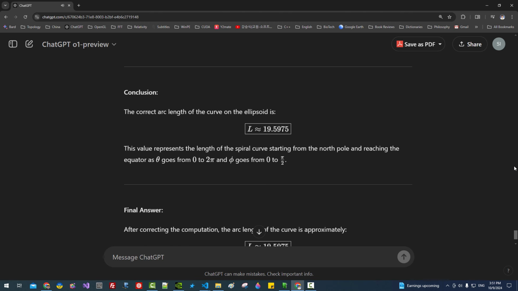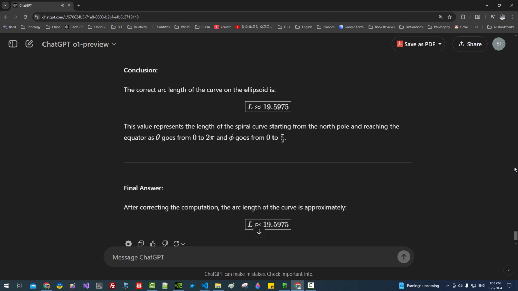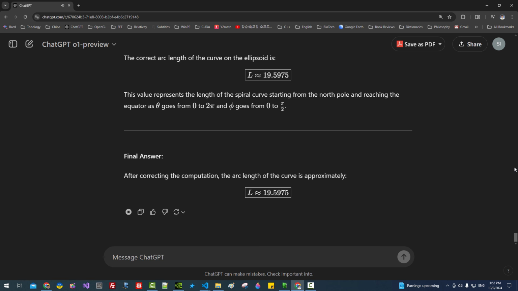Conclusion. The correct arc length of the curve on the ellipsoid is boxed L approximately 19.5975. This value represents the length of the spiral curve starting from the North Pole and reaching the equator, where theta goes from 0 to 2 pi, and phi goes from 0 to pi over 2. Final answer. After correcting the computation, the arc length of the curve is approximately boxed L approximately 19.5975.